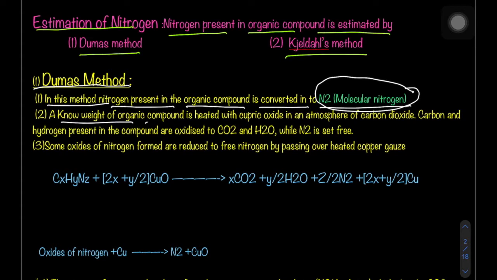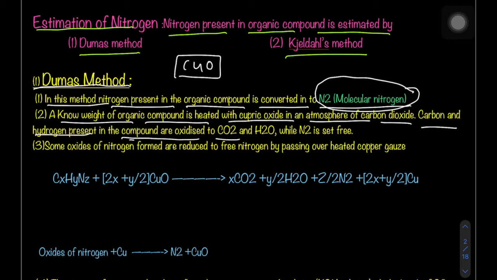First of all, a known weight of the organic compound is heated with cupric oxide, CuO, in an atmosphere of carbon dioxide. Carbon and hydrogen present in the compound undergo oxidation to give CO2 and H2O, and nitrogen will be set free. Are you getting my point? Some oxides of nitrogen formed are reduced to free nitrogen by passing over red hot copper gauze.